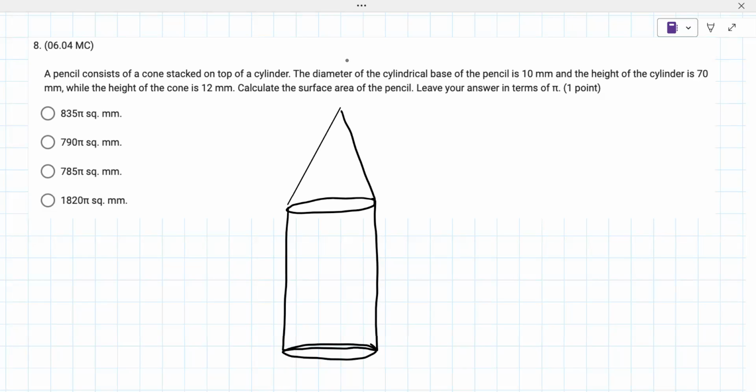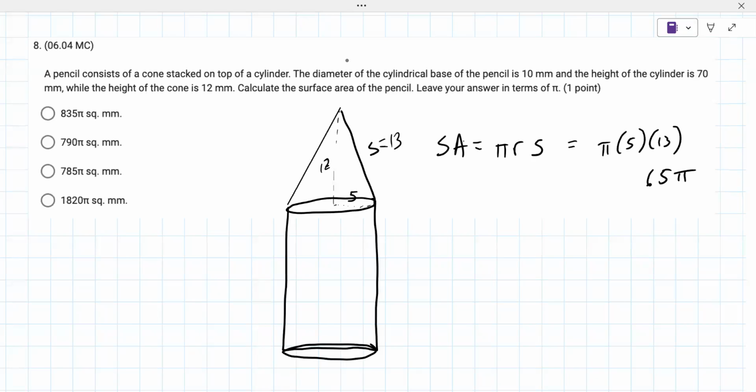Right. The surface area of the top is pi r s, and s is the slant height. The height of the cone is 12, and the diameter of the base is 10, but that means it's a radius of 5, and we calculated s as 13. So the surface area of the cone part is pi times 5 times 13, which is 65 pi.